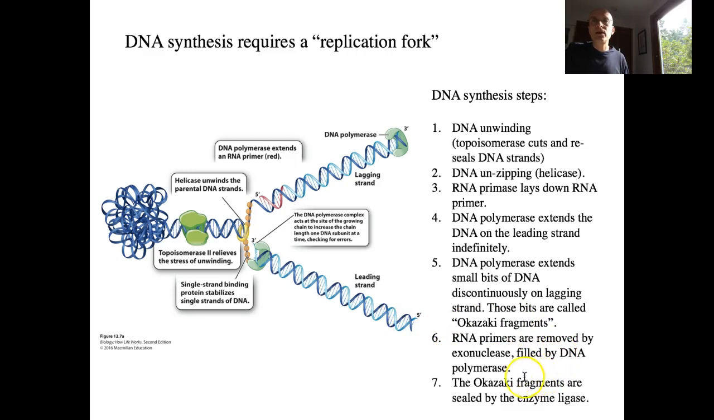Then the RNA primers are removed by an enzyme called exonuclease. I said I was going to write it down. Here it is in writing. And then they're filled in by the polymerase. So this is DNA polymerase. It's a slightly different polymerase, but it essentially does the same thing as this polymerase. And then at the very end, every time an RNA piece is removed and filled in, the Okazaki fragments have to be sealed, and that's where the enzyme ligase comes into play. So this would be good to know.